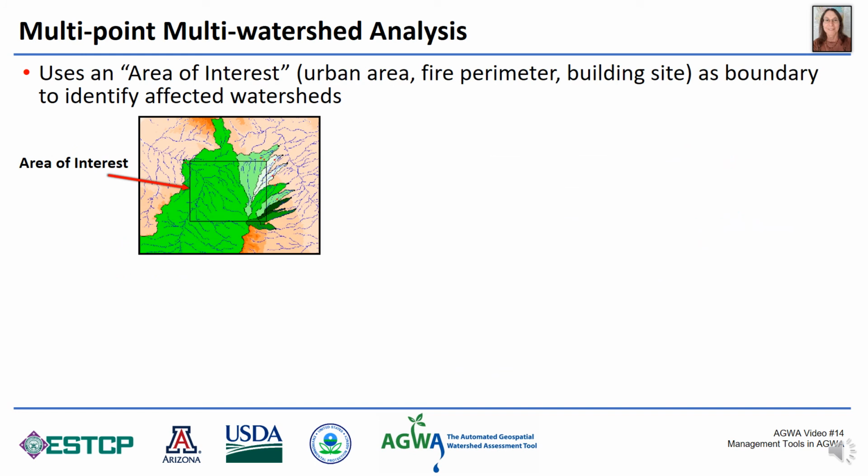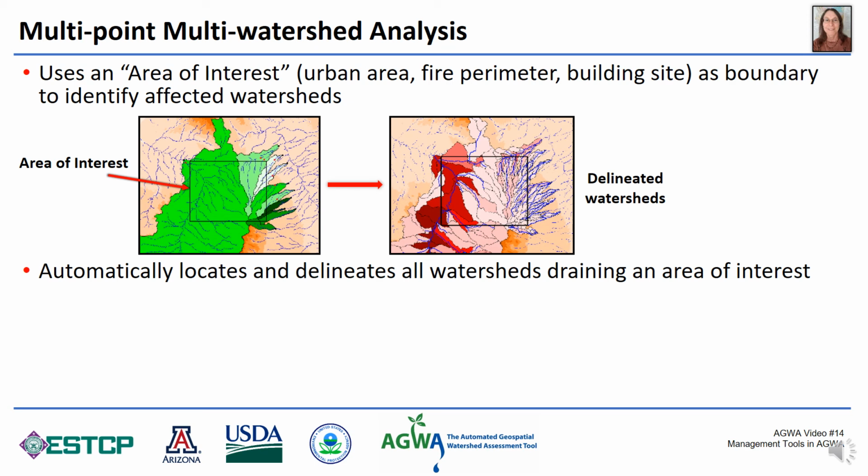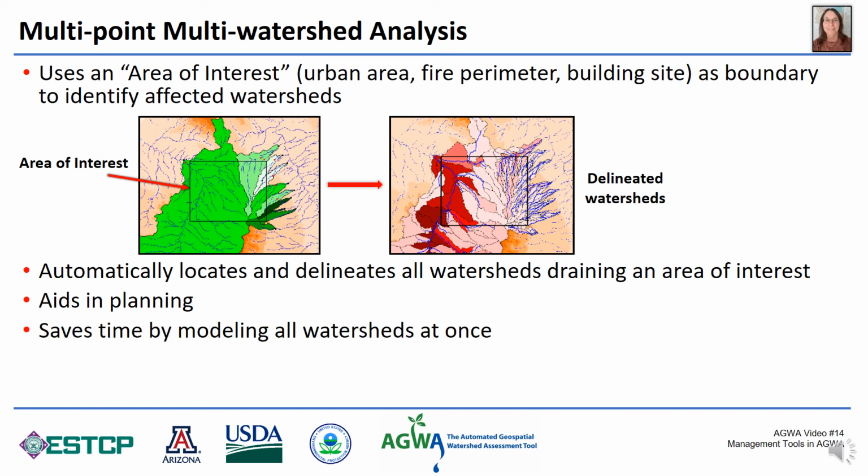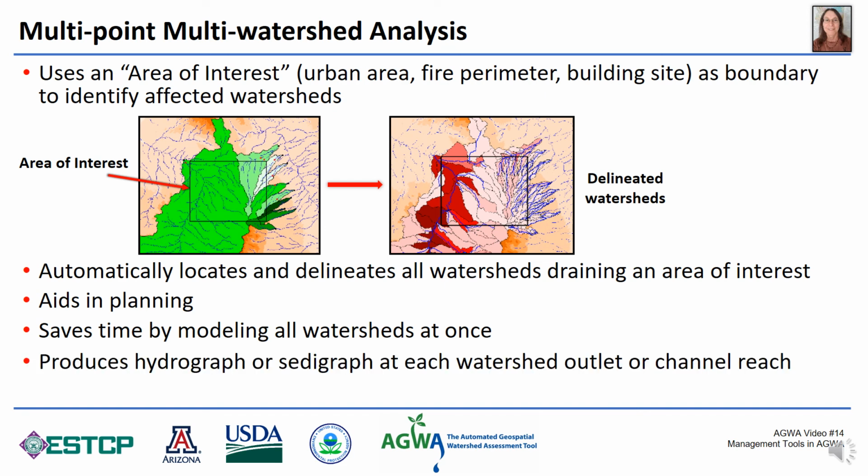The multi-point, multi-watershed analysis tool uses an area of interest, such as a fire perimeter, an urban area, or an individual building site, as the boundary to identify all of the watersheds that intersect it. The tool automatically locates and delineates each watershed that drains the area of interest and runs all model simulations at the same time. This helps in planning by identifying all affected areas and saves time by modeling all the watersheds at once. And it produces a hydrograph or sedigraph at each watershed outlet or channel reach.